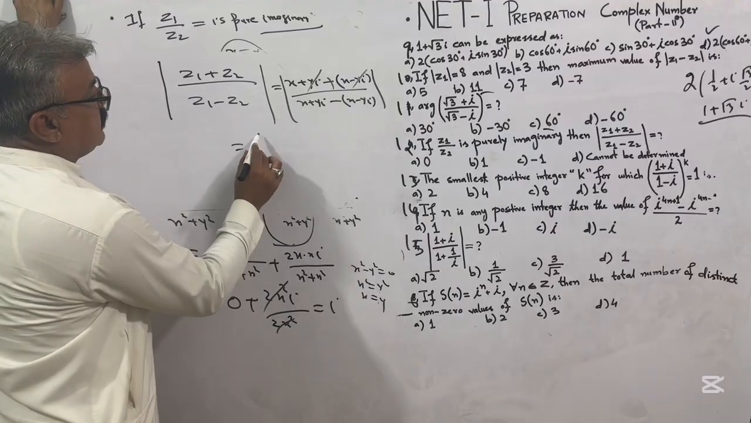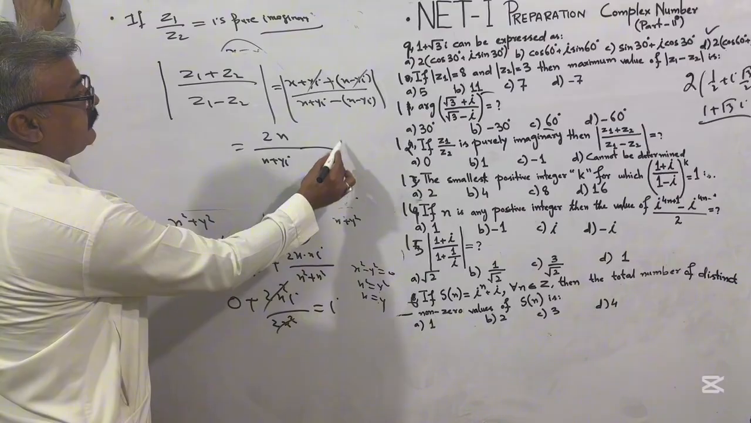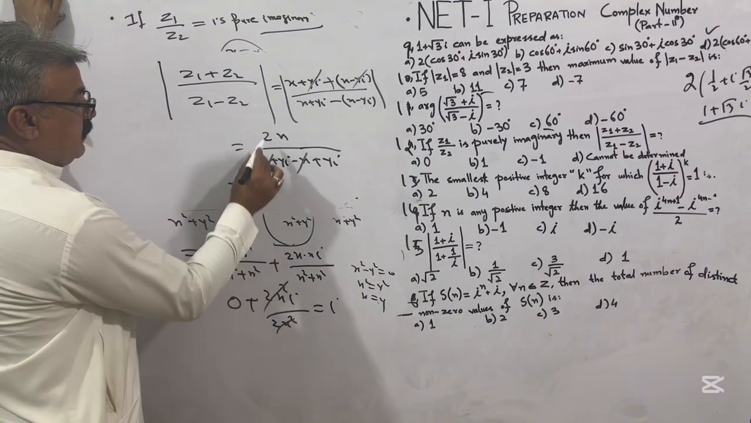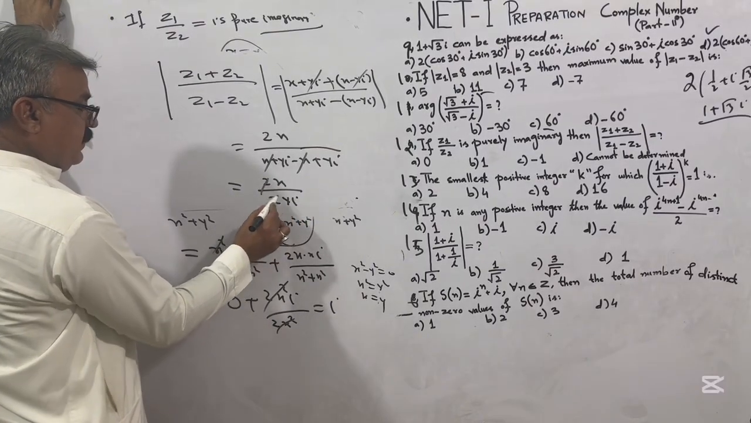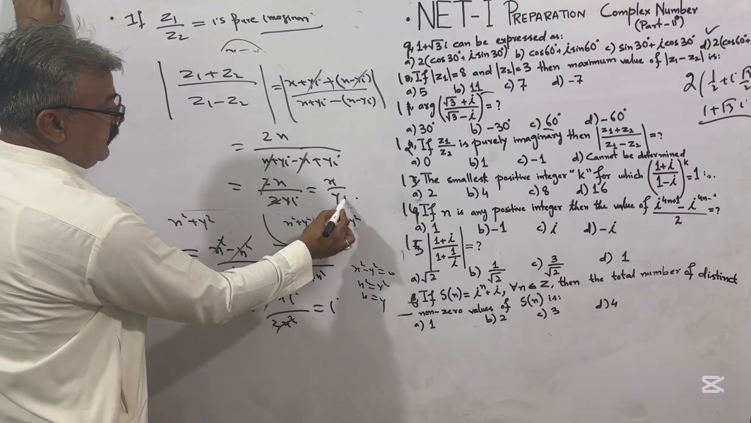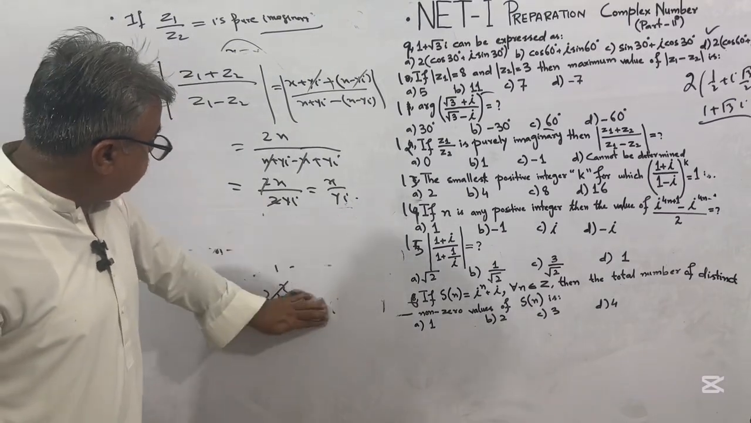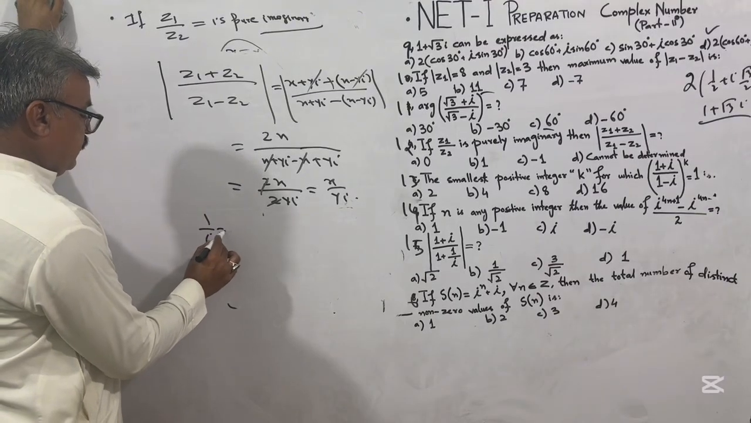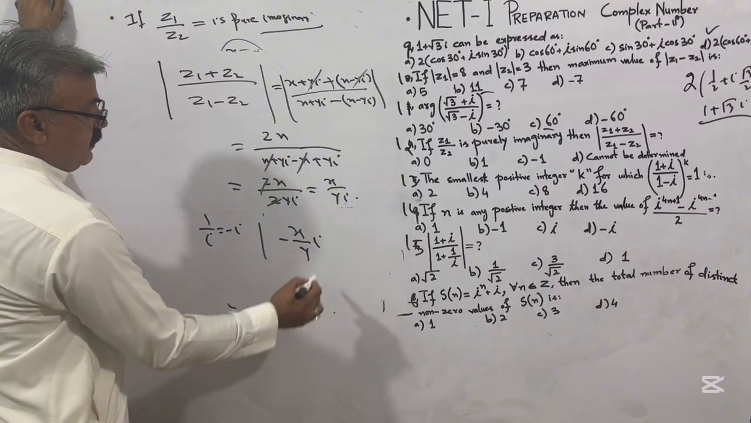What we have: x plus x is 2x, and in the denominator x plus y iota minus x plus y iota, so x cancels. We have 2x divided by 2y iota, 2 cancels. Here remains x divided by y iota, with iota in the denominator. Don't you worry about this. We are familiar that 1 upon iota is equal to minus iota. So this can be written as negative x over y iota.